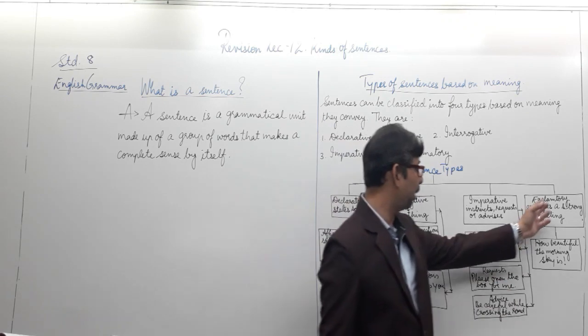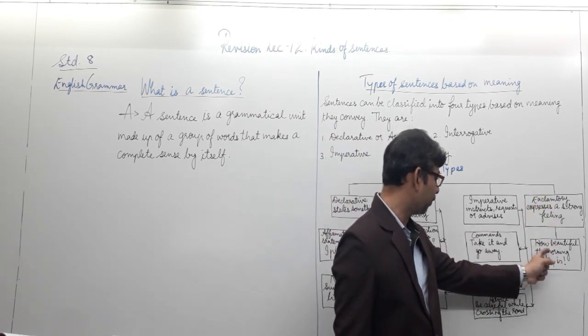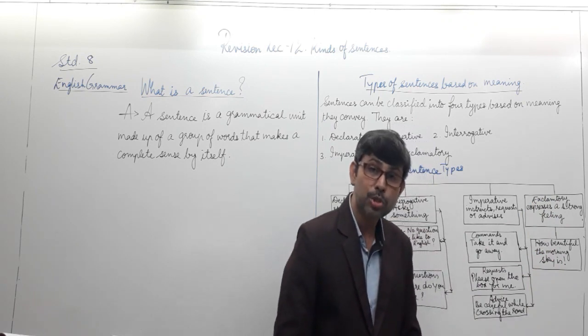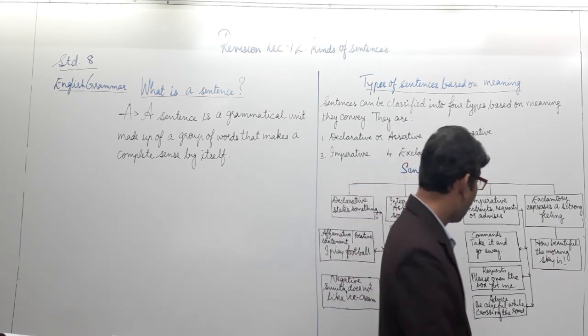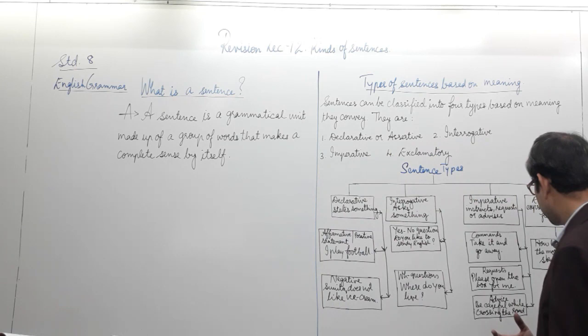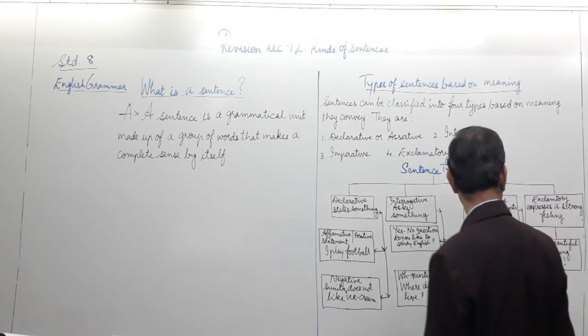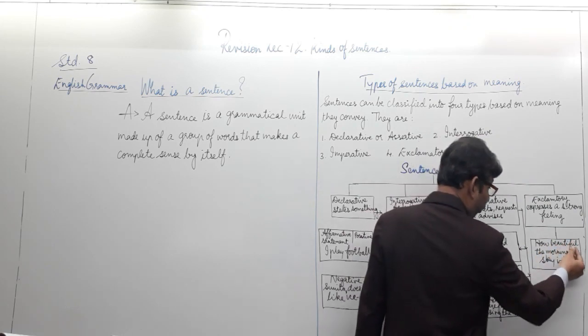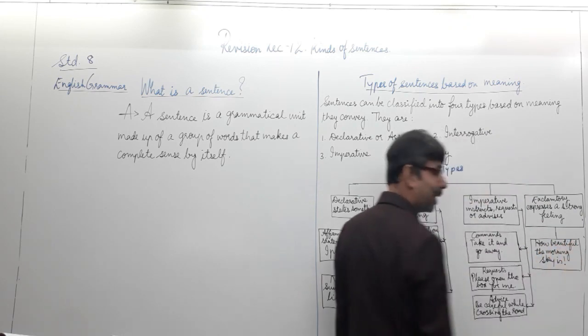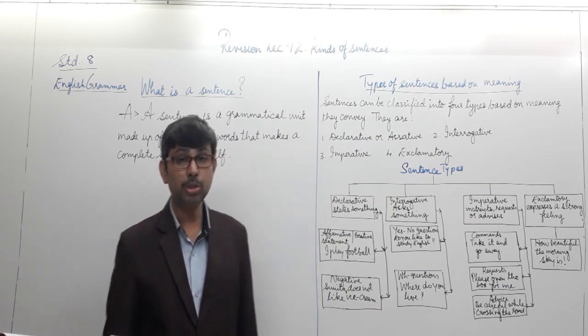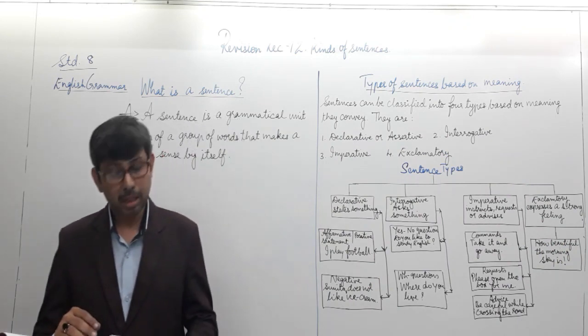Finally, we have the exclamatory sentence. One example: "How beautiful the morning is!" So here you are not asking a question by using the word how. You are actually exclaiming something. You are saying that the morning is really beautiful. You are expressing a feeling over here. How beautiful the morning is, and then applying the exclamation mark. So these were the four types of sentences based on the meaning they convey.